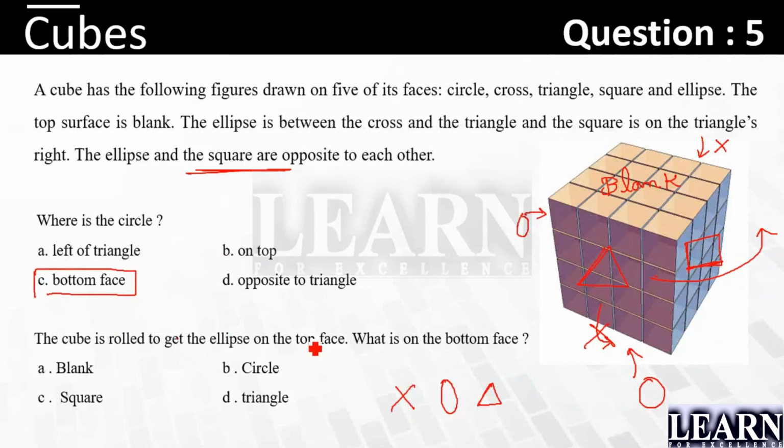The cube is rolled to get the ellipse on the top face. If you roll the ellipse to the top face, what is at the bottom face? Of course, the bottom face is the one which is opposite to the ellipse. So opposite to the ellipse is going to be a square. So the answer will be option C.